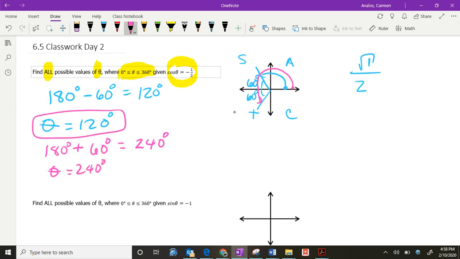So it's this angle and that angle. And the 60 degrees that we're going to put, if I have a little r there, that's going to mean reference angle.